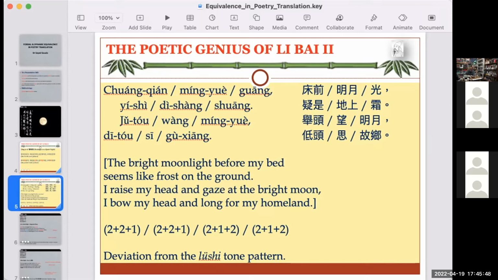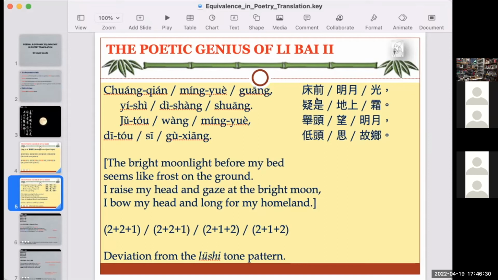in the Tang Dynasty, the Wu Yan Shi, the five-character or pentasyllabic poetry, is divided 2-2-1, 2-2-1. Okay. Of course, some people may divide it when they read this Wu Yan Shi into 2 and 3 or 3 and 2. Okay. But it's up to you. But usually it's 2-2-1. And here I divided, this is my own scansion of the poem. I divided it into these syllabic units.